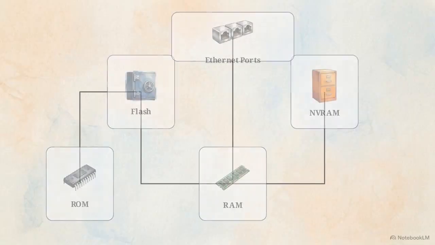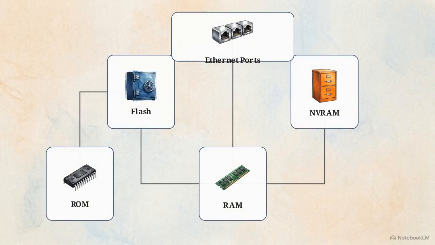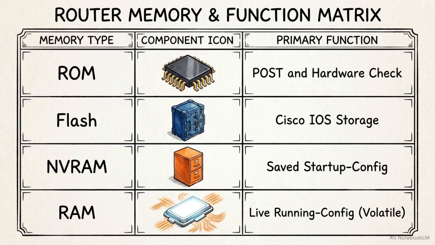Looking at this complete diagram of the motherboard, we can now trace this isolated process as a single chronological sweep. Power triggers ROM. ROM checks the hardware, completes the POST, and sends a signal over to flash to wake up the operating system. The OS moves to the RAM workbench. The system reaches into NVRAM to grab your saved configuration, pulls that into RAM as well, and the router begins routing live traffic.